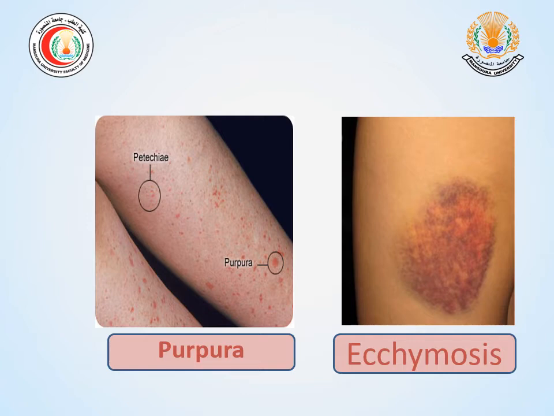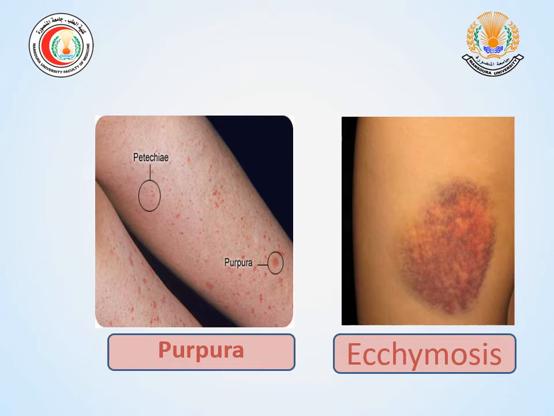What is petechiae? Here pointed in the picture, petechiae means a small purpura, very minute purpura of less than 3 millimeters in diameter. What about ecchymosis? Ecchymosis is larger subcutaneous hemorrhages, starting as bluish or violaceous discoloration, and then fading gradually to greenish discoloration, then yellowish discoloration, and finally fading away.